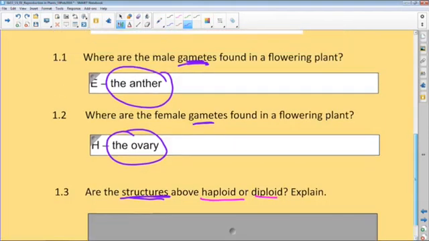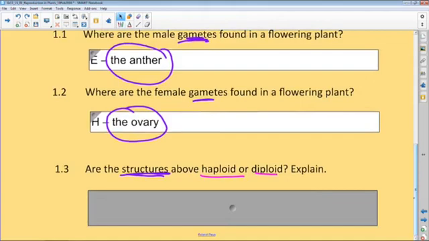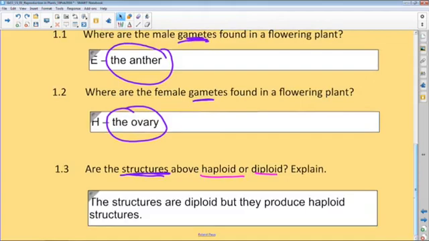Okay, let's have a look if you got it right. I keep going there, and I know for a fact it is going to definitely be diploid, right? It's definitely diploid, and the reason why they are diploid is because their structures are diploid, but they produce haploid structures, right? Come, guys, I know that you got that. Don't fall for it. Read your questions carefully.